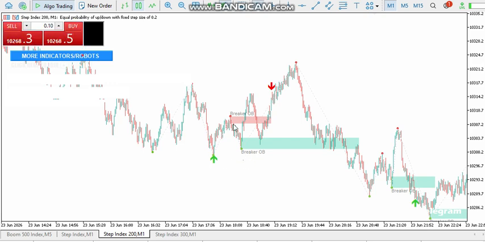So once it appears at this particular area, you can see this is not what we are waiting for, because it shows on a higher level. This is what we are waiting for. This breaker OB level here is exactly what we are waiting for. You can see it appears on our lower low and it goes massively.